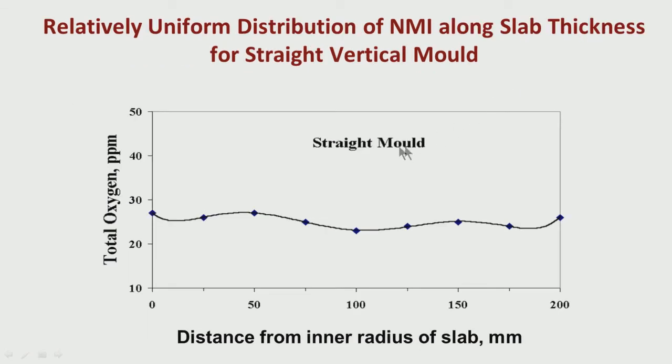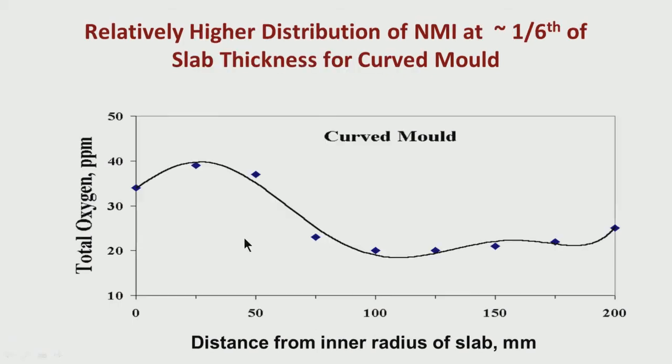Unlike the situation for a straight mold, where it is more or less uniform and there is hardly much difference, whatever difference there is may be experimental error. But here you find it cannot be an experimental error. It is around almost 35, 40 here, and here it is around 20, maximum 25. So, this cannot be an experimental error.